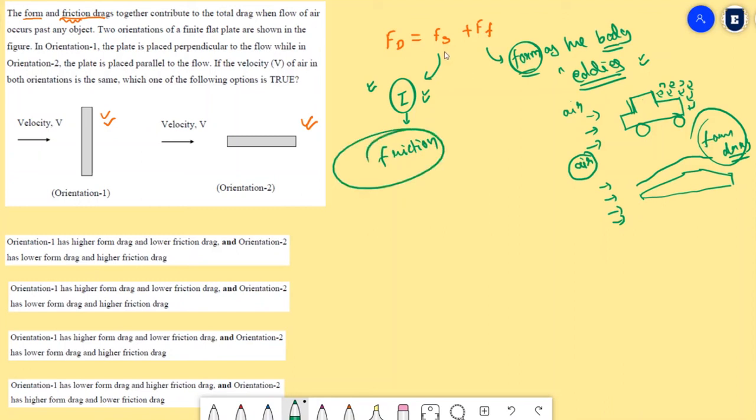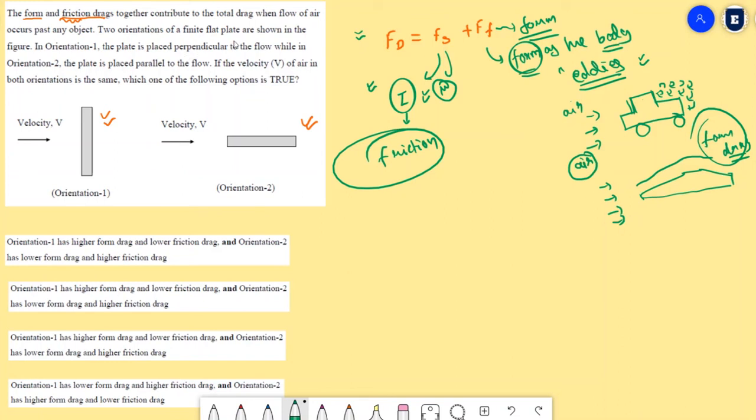Friction drag is associated with viscosity and the shear stress, and form drag is associated with the form of the body, how the body is oriented. Combined, these two are what total drag is. I explained the basic concept which is necessary. Now let us go for the question.